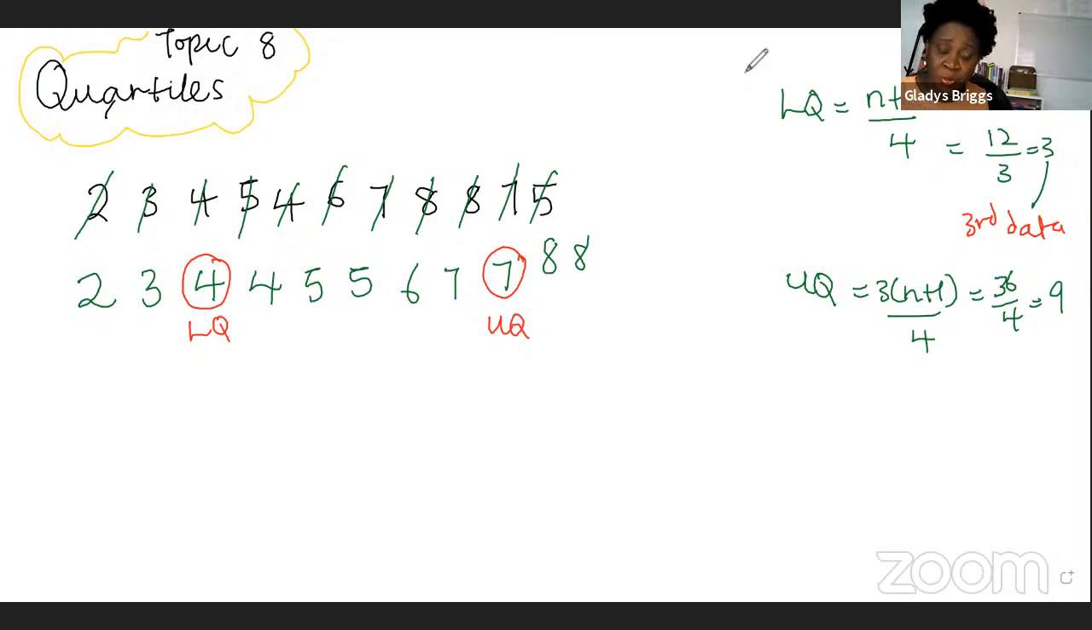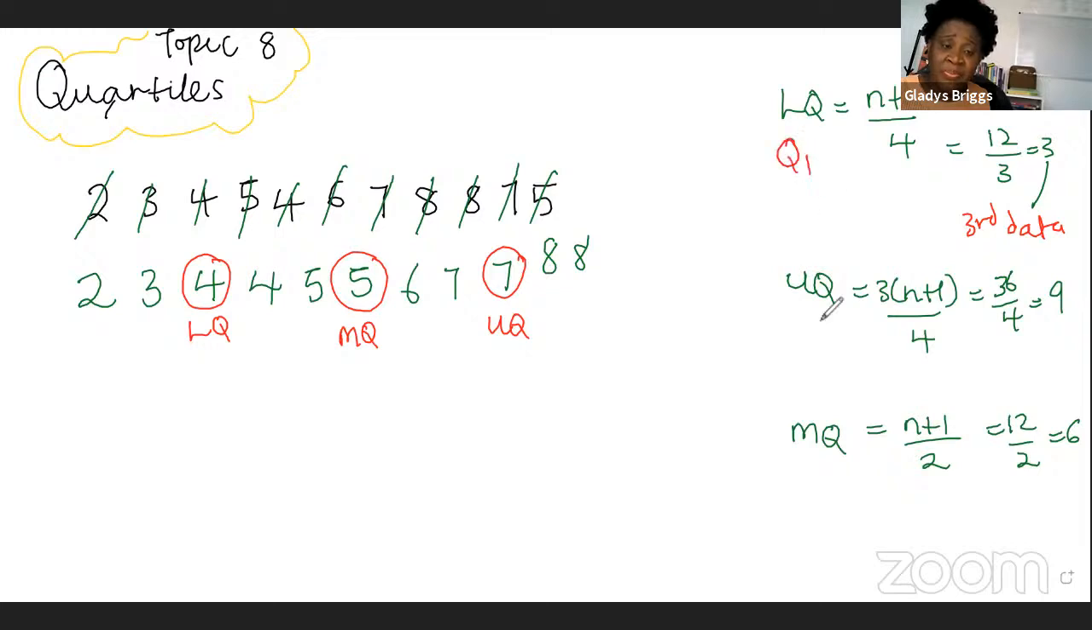And I also told you about the middle quartile, quartile 2, yeah, which is equal to n plus 1 over 2. And that should give you 12 over 2, which is equal to 6. And that means the 6th data. So you want to come off to your data again: 1, 2, 3, 4, 5, 6. Circle it, and then that is your middle quartile. Now, these things can be written as quartile 1, quartile 2, and quartile 3. So don't mix them up, yeah? And this middle quartile is the same thing as the median, okay? Is the median. Okay, so you know all of that.